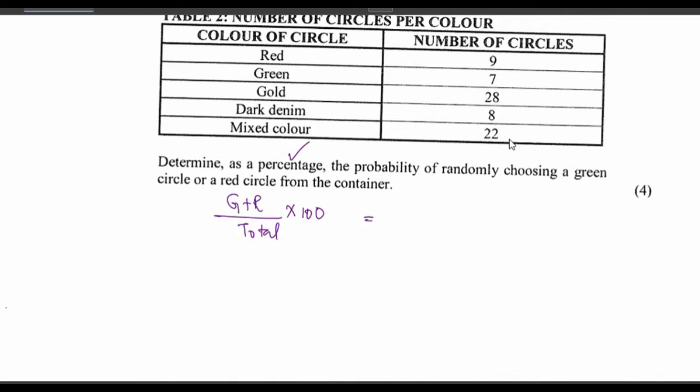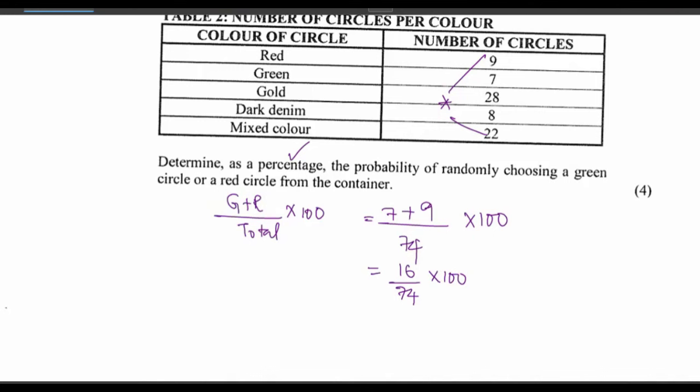So let's come here. Green, 7, red, 9 over the total. When we add these numbers, what do we get? We end up having 74, which is times what? 100. This is the same as 16 over 74 times 100.